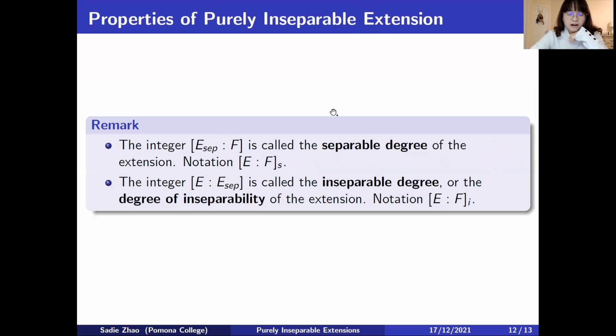And in the end, there are some definitions based on the proposition. So the degree of E_sep over F is called the separable degree of the extension, and the degree of E over E_sep is called the inseparable degree of the extension. There are some properties of this extension, but I don't think we have time to cover this today. But I think this is in the Dominic book, and there is also some information online.